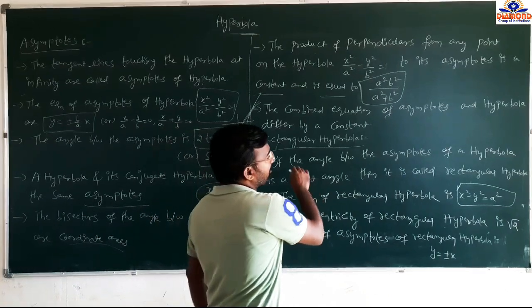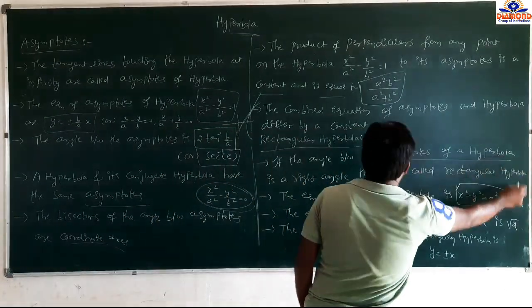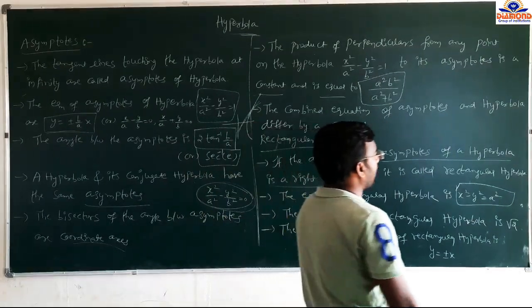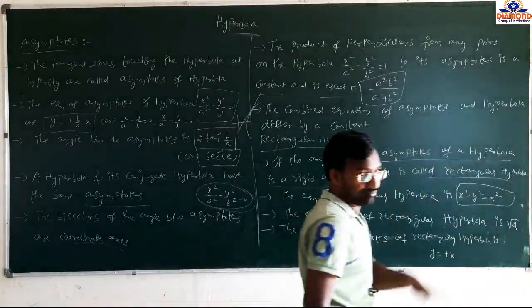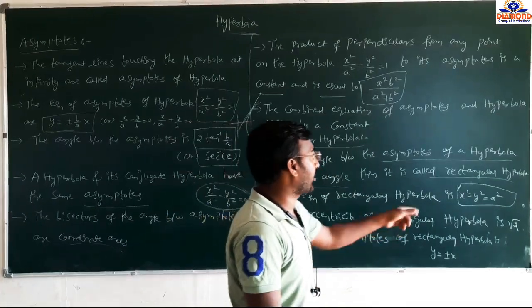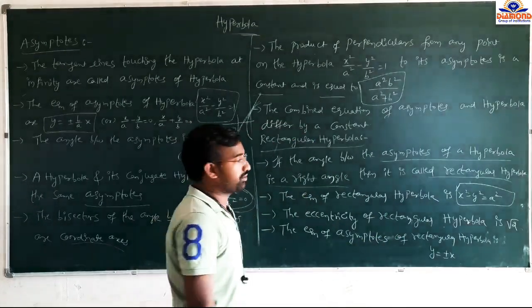If the angle between the asymptotes of a hyperbola is a right angle, then it is called rectangular hyperbola. If the angle between asymptotes is 90 degrees, then it is called rectangular hyperbola.